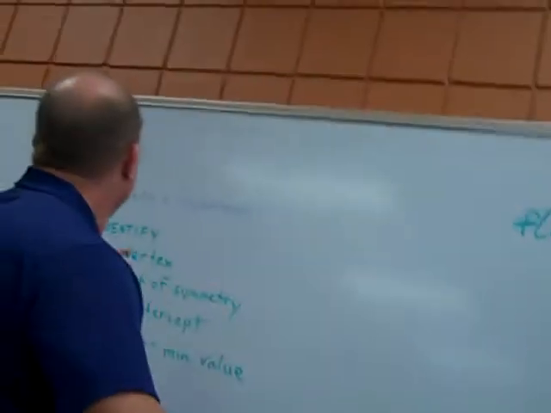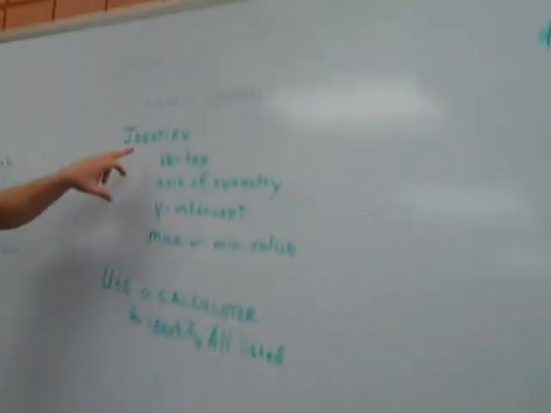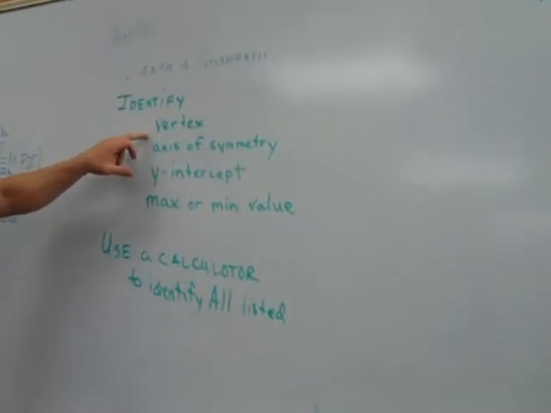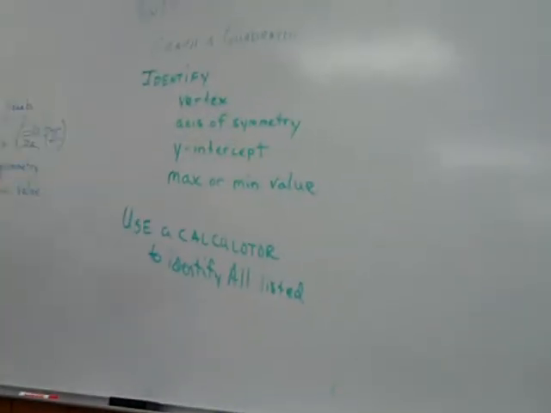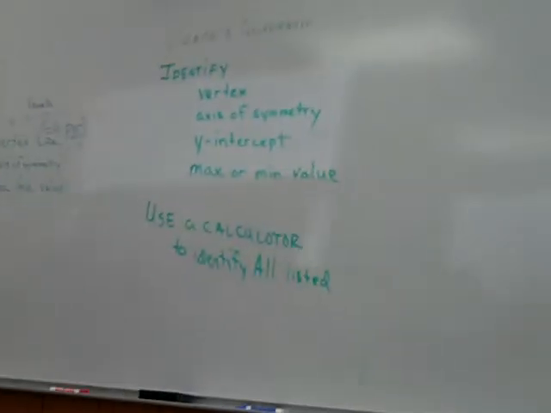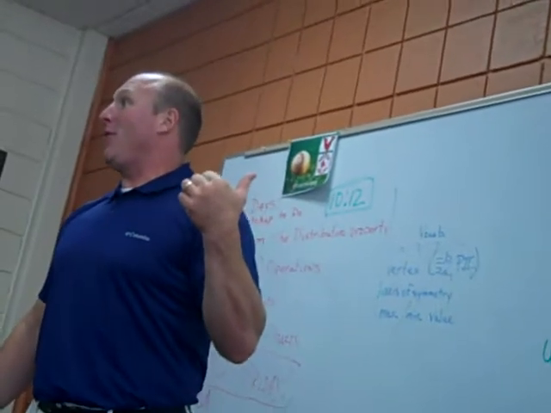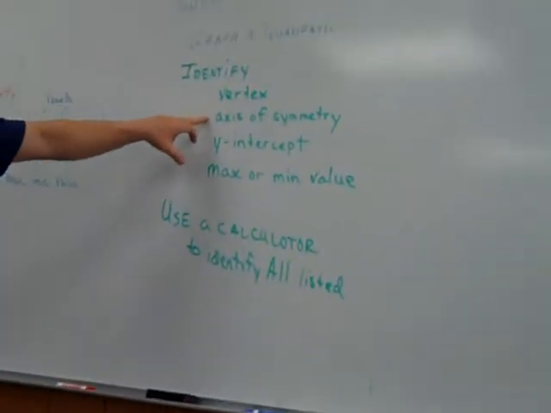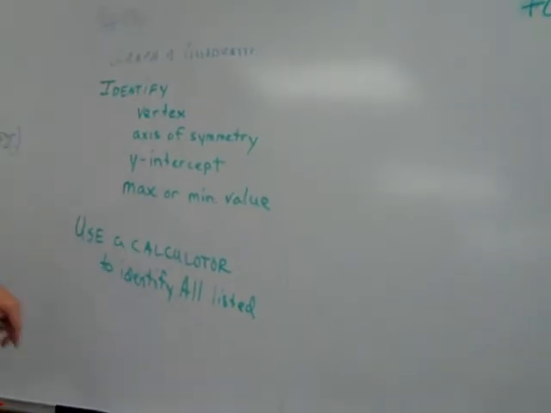Okay? So, we're going to go back. We're going to identify the vertex again, how to find it real fast. Today, you're going to learn a quick, easy way. You can learn the vertex in 1 second. It's easier than opposite of B over 2A. We're also going to do AOS, axis of symmetry.